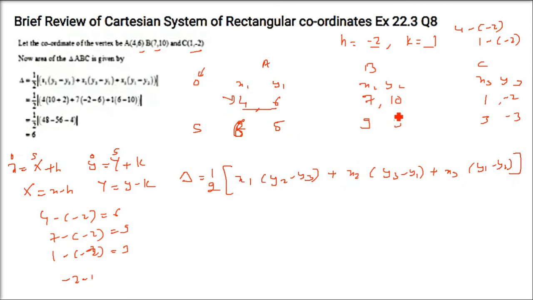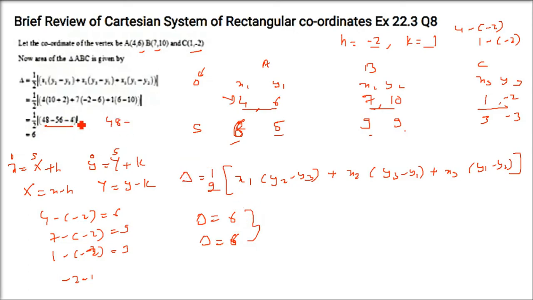Now in the first stage you have to put x1, y1 as 4, 6, x2, y2 as 7, 10, and x3, y3 as 1, minus 2. You're going to get the area as 6. In the next one, same thing, you are going to get 6, 5, 9, 9 with 3, minus 3, same area will come, 6 and 6. So the area will not change, area will remain invariant.